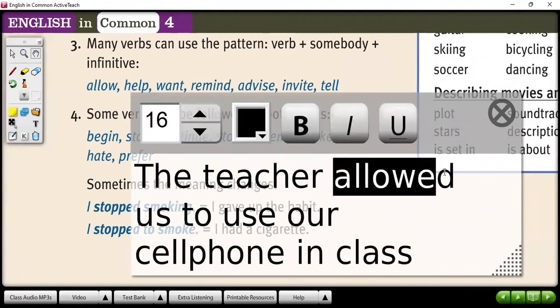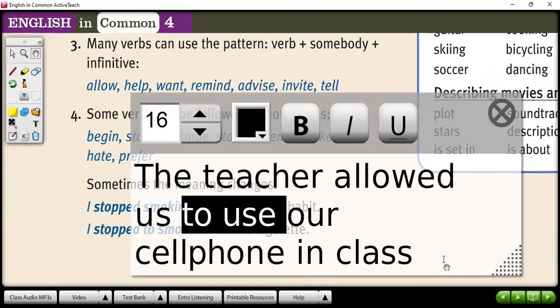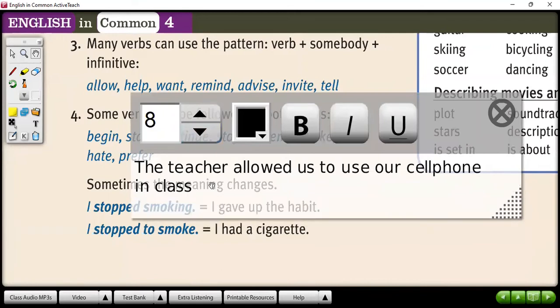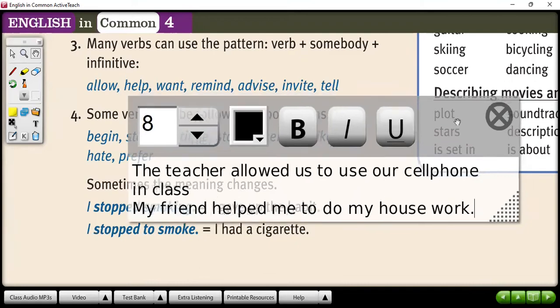So as you can see, the verb allowed is followed by the object, and after that I'm using the infinitive. Another example: my friend helped me to do my housework. Help here is followed by the object, me, and the infinitive, with the verb do.